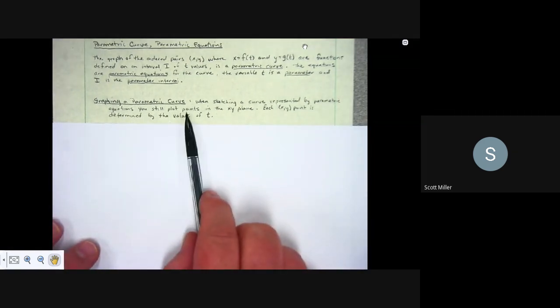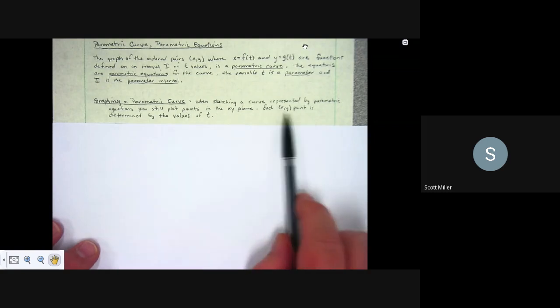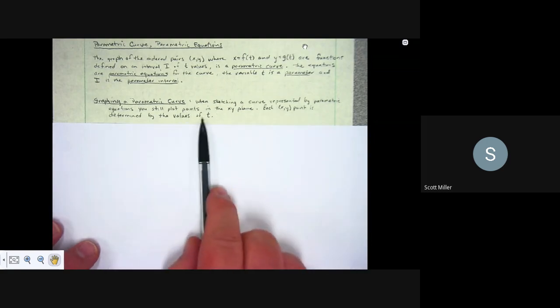How do I graph a parametric curve? We still plot points in the xy plane. Each point, though, is determined by values of t. So what you're going to be doing is this. We don't make an xy table, we make a t, x, y table. We plug in values of t from the given interval into those parametric equations to find an x and a y. And then you plot x and y.